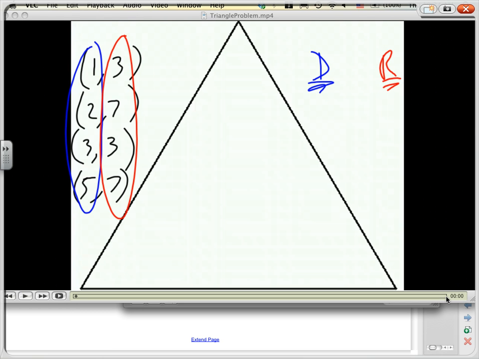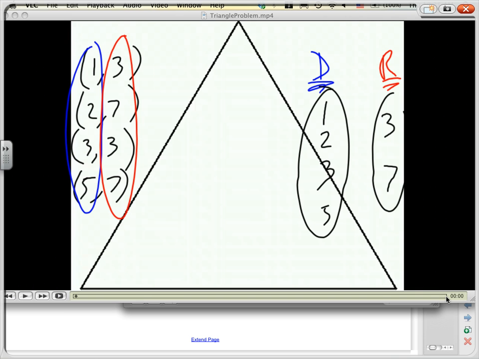In the domain, what do I write? 1, 2, 3, 5. You can actually sort them in order. That's fine if you want. I don't really mind. And then on the range side, what do you write? 3, 7, 3, 7. Now watch this. Why did I just write 3, 7 and not 3, 7, 3, 7? Right, because there are two of them and you just combine them.